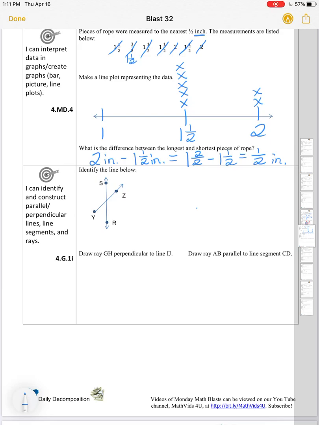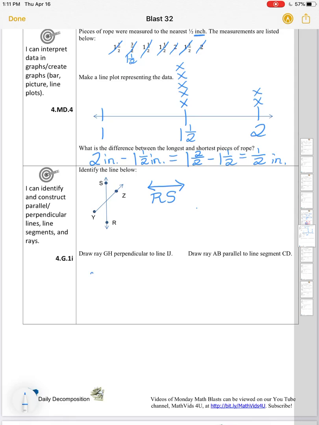I can identify and construct parallel and perpendicular lines, line segments, and rays. Identify the line below. So a line extends in both directions to infinity. So it's going to have arrows at both ends. And so I see that I have line RS, or I could say line SR. It doesn't matter the order in which I put the letters because both ends are similar. They both have arrows that extend in both directions, I should say.